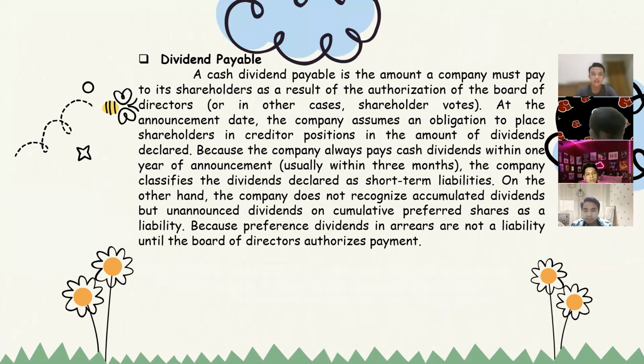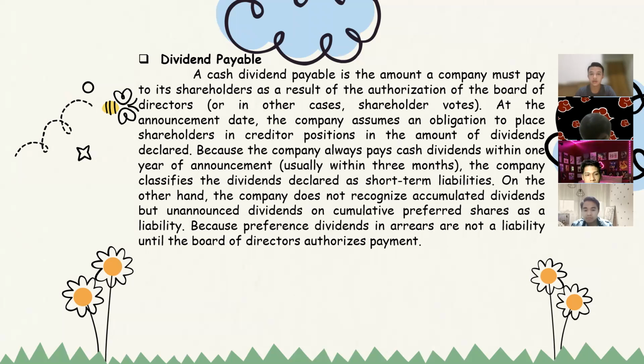The next type of current liability is dividend payable. A cash dividend payable is the amount a company must pay to its shareholders as a result of the authorization of the board of directors, or in other cases, a shareholder vote. At the announcement date, the company assumes an obligation, placing shareholders in a creditor position in the amount of the dividend declared. Because the company always pays cash dividends within 1 year of announcement, or usually within 3 months, the company classifies the dividend declared as a short-term liability.